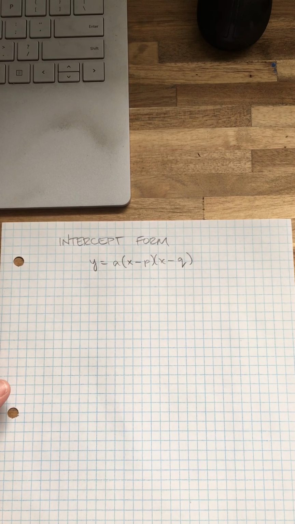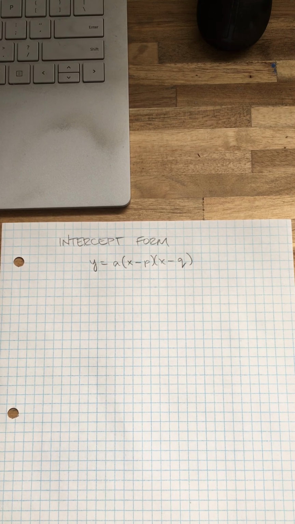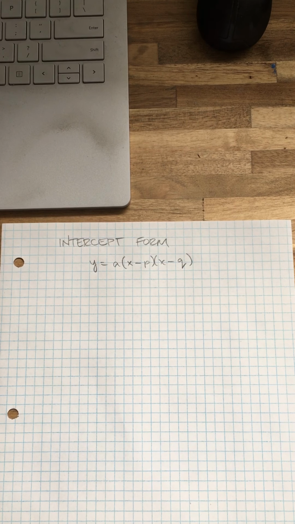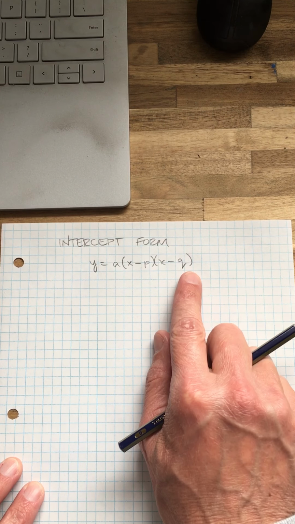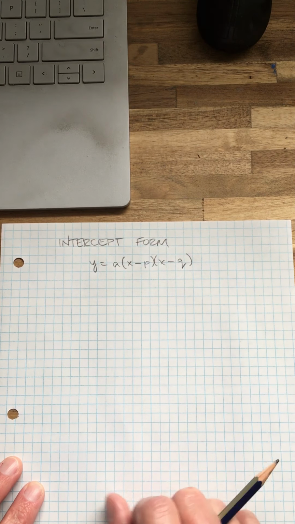Guys, what's happening? So today we're going to be graphing quadratics still. We're still going to be graphing parabolas, okay? But the form is going to look a little different. It's going to look like this, and it's called intercept form, okay?